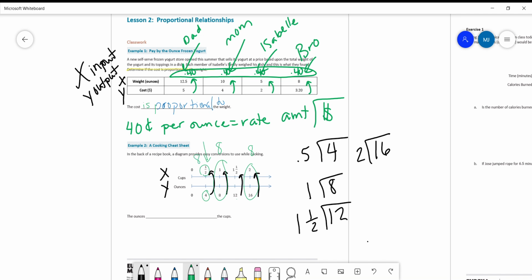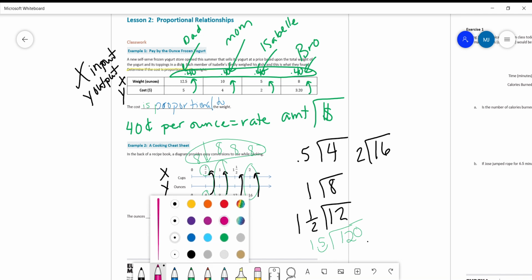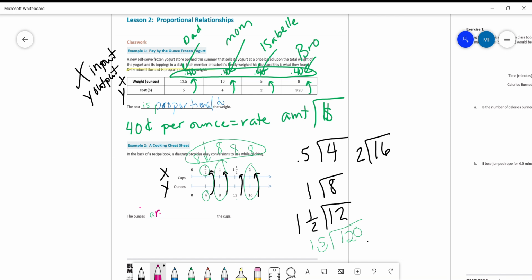And the same thing for 12 divided by 1.5. You can put it in your calculator, you can convert it to a decimal, and make sure that you move your decimal and divide properly. And we'll see that we also get 8. So every single time we're getting that same value of 8. What that tells us is that the ounces are proportional to the cups.